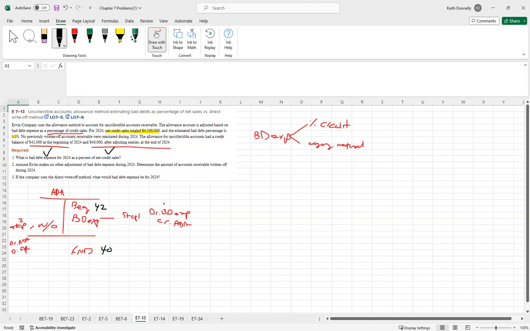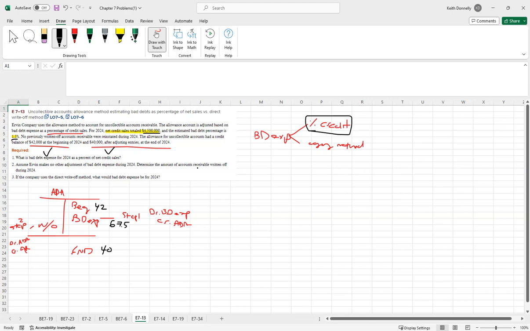Our bad debt expense, we use the percentage of credit sales. So what we're going to do is 4.5 million times 1.5%. That's going to get us 67.5, right? 4.5 times 1.5. What they're then saying is, so that got us part 1. What is bad debt expense? 67.5. Assume there's no other adjustments.